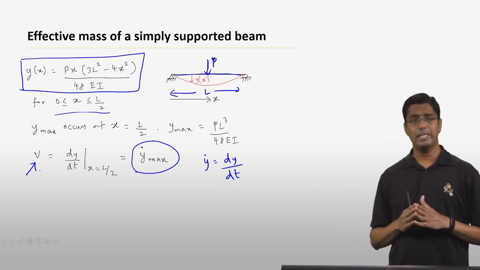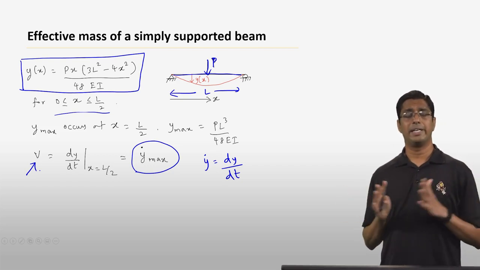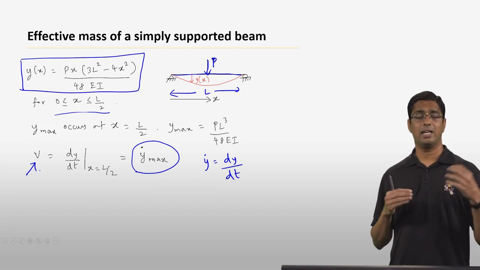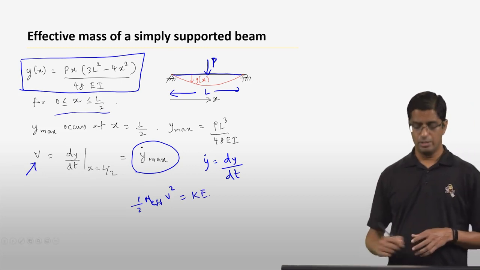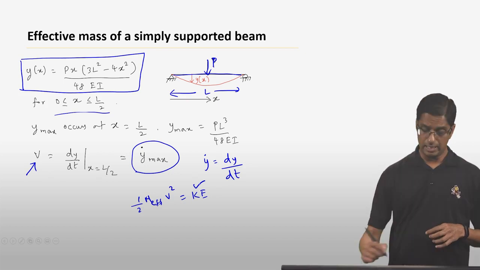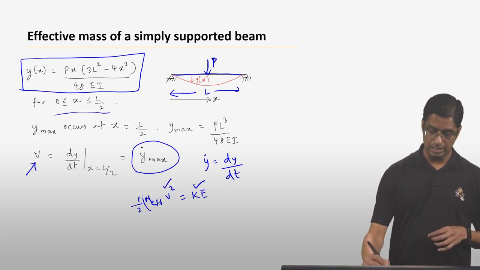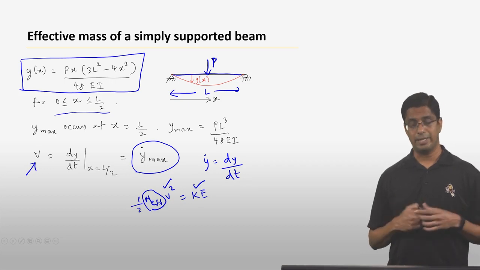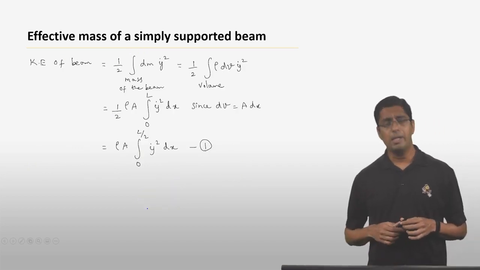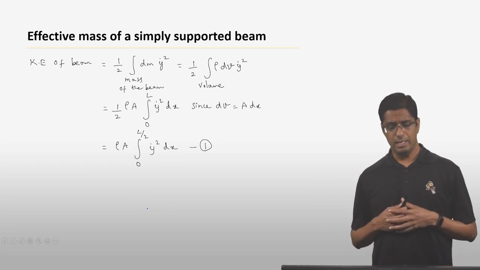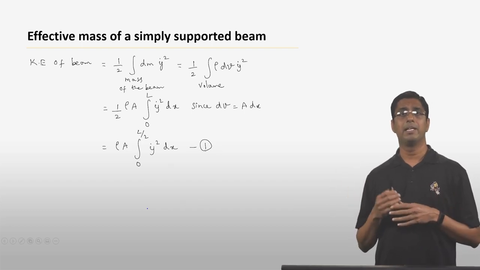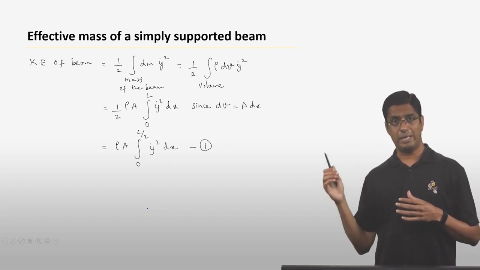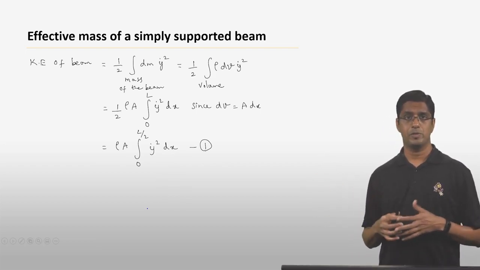Now essentially we want to find out what is the total kinetic energy of the beam, and then effectively equate it to half m effective times v squared. That should be equal to your KE. So if you know your KE, and if you know your v, then your m effective is defined. That is what you're trying to do. Now how do you find out the kinetic energy of the beam? The kinetic energy of the beam is nothing but half times the integral of dm times y dot squared over the mass of the beam. So what do I mean by that?